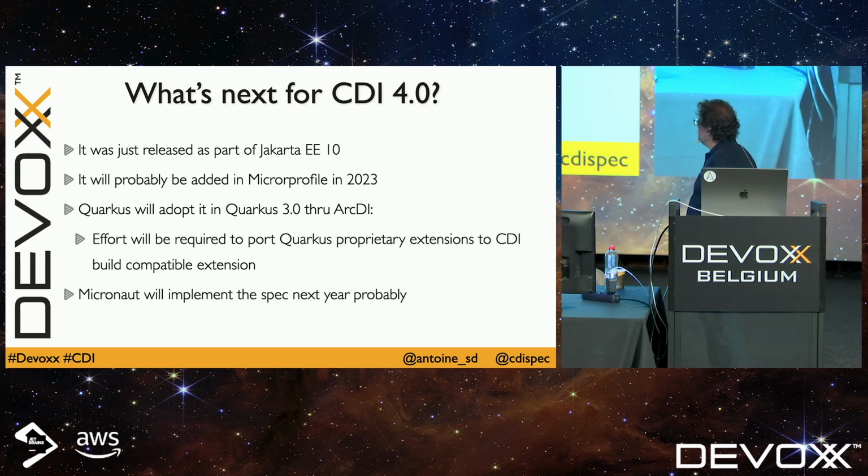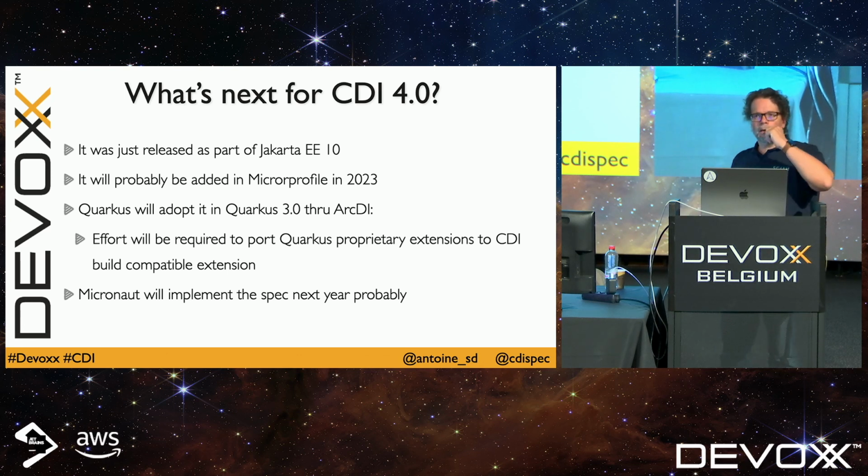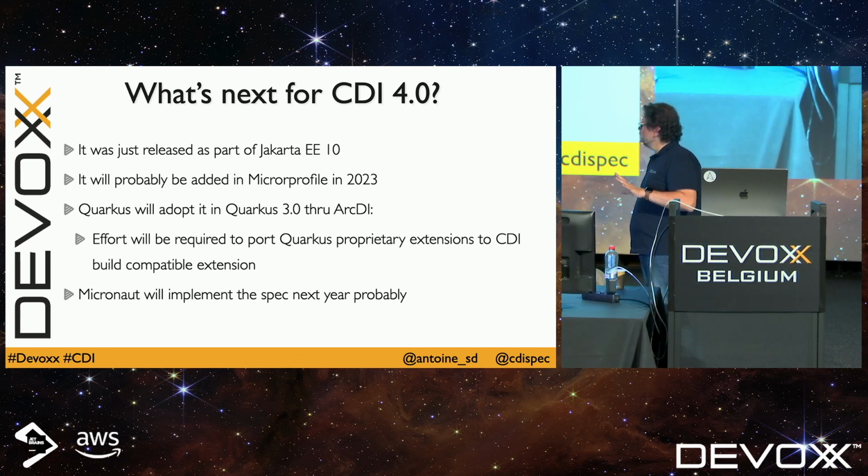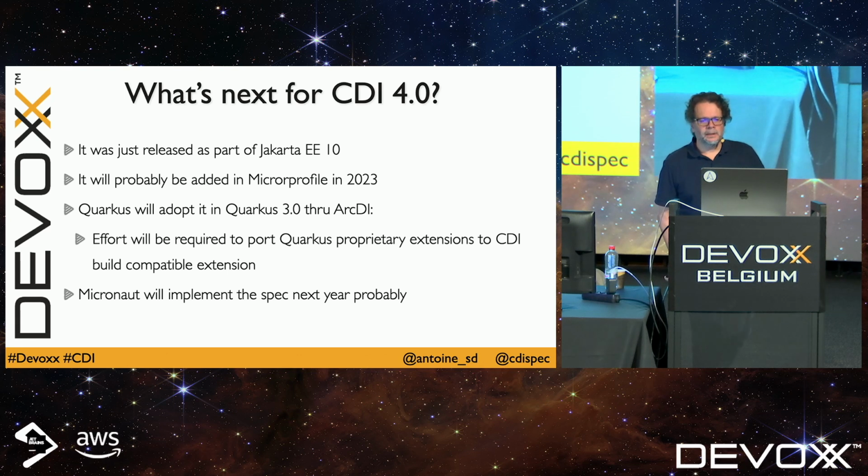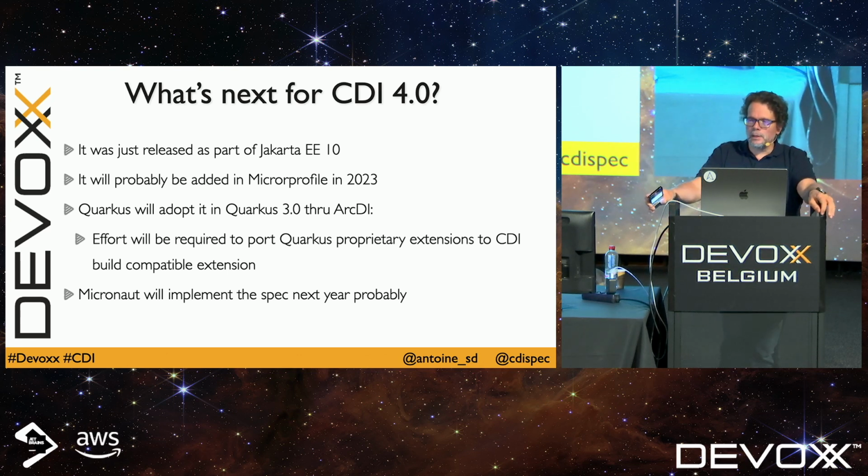Here is some wrap-up about CDI 4. So, as I said, it was just released with Jakarta EE 10. It will be added to MicroProfile next year, probably. It's not yet decided, but probably you'll have it next year in another spec, not only Jakarta EE. Quarkus will probably, and it's not official, adopt it with Quarkus 3. So it will be next year, I think, as well. As you may know, Quarkus is using an internal implementation of CDI called ArC, and ArC will implement CDI 4.